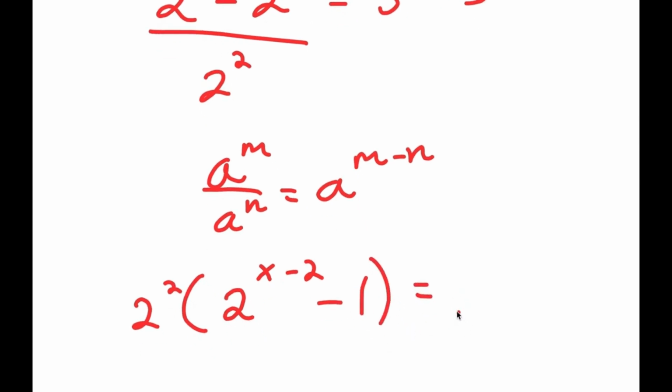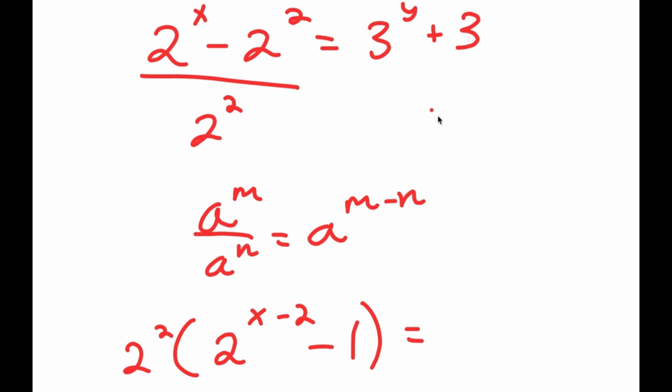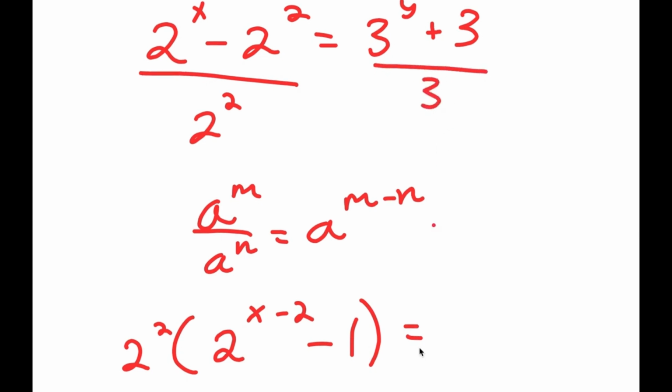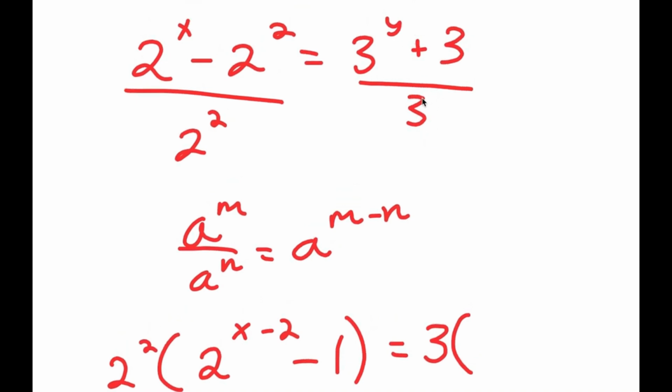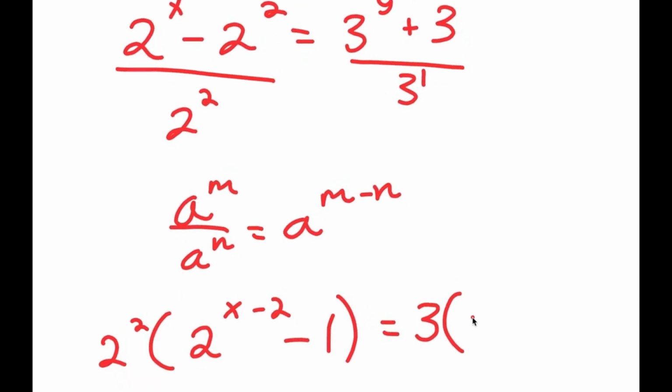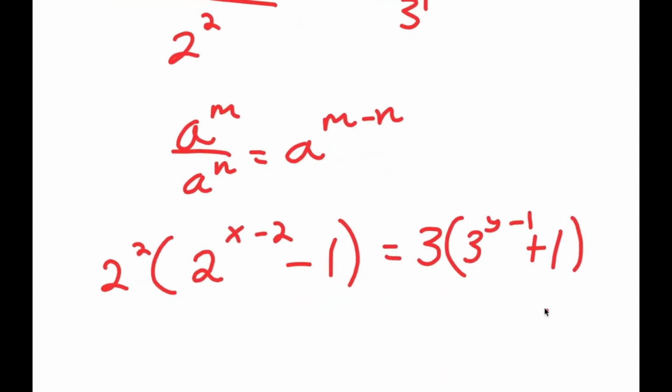And now this is equal to, from this side, I'm going to divide by 3. So I have 3 times 3 to the power of y divided by 3. 3 is the same thing as 3 to the power of 1. So I get 3 to the power of y minus 1. And then 3 divided by 3 is equal to 1. So I get plus 1.